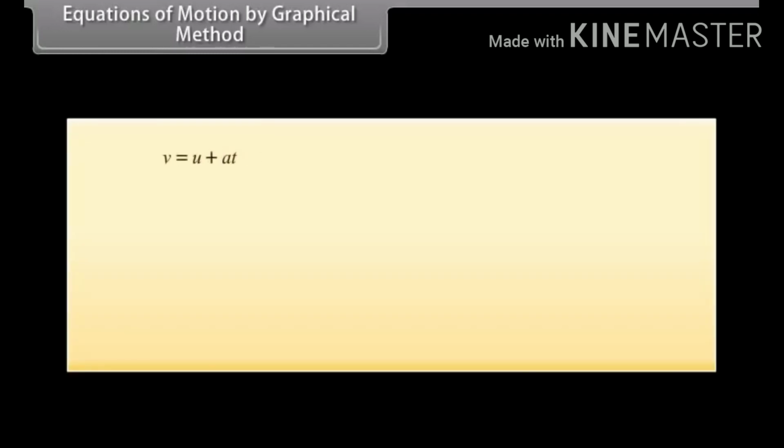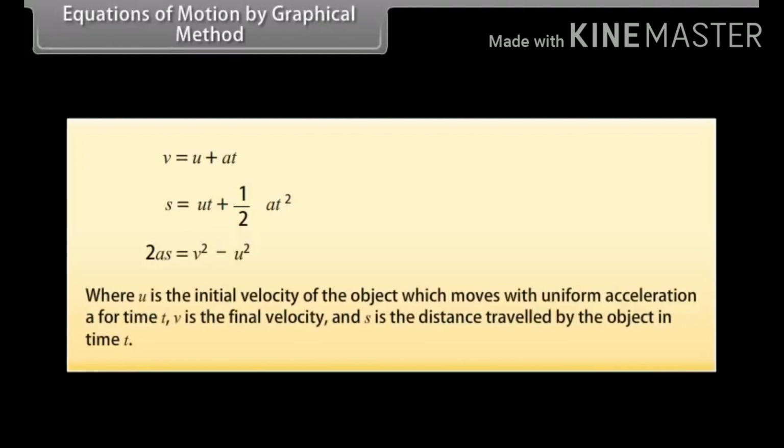Equations of motion by graphical method. In earlier classes we already learned v equal to u plus at, s equal to ut plus half at square, 2as equal to v square minus u square, where u is the initial velocity of the object which moves with uniform acceleration a for time t, v is the final velocity and s is the distance travelled by the object in time t.